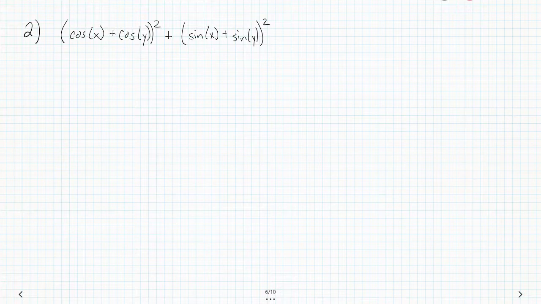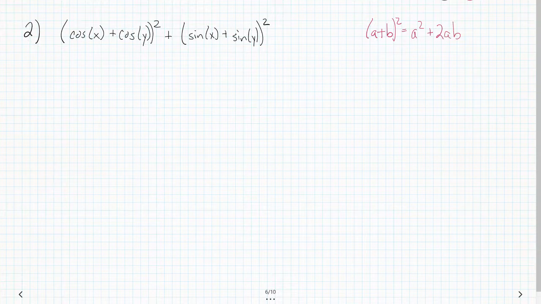So what we should probably do, we're squaring both of these, so let's think back. First off, you need to remember how to square things. So you have a plus b, the quantity squared, that's a squared plus 2ab. That's the thing that most people forget about.